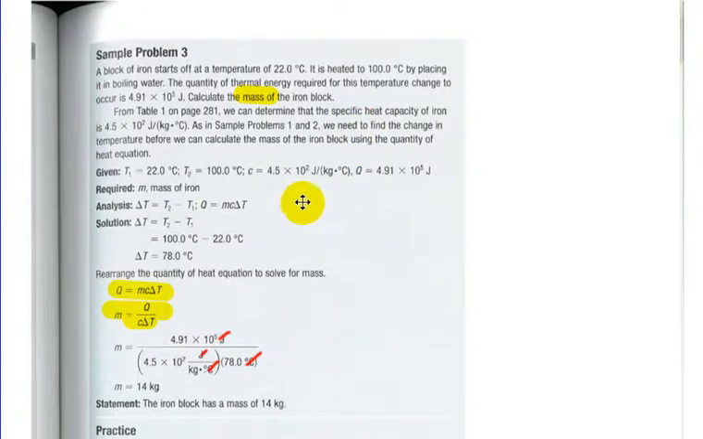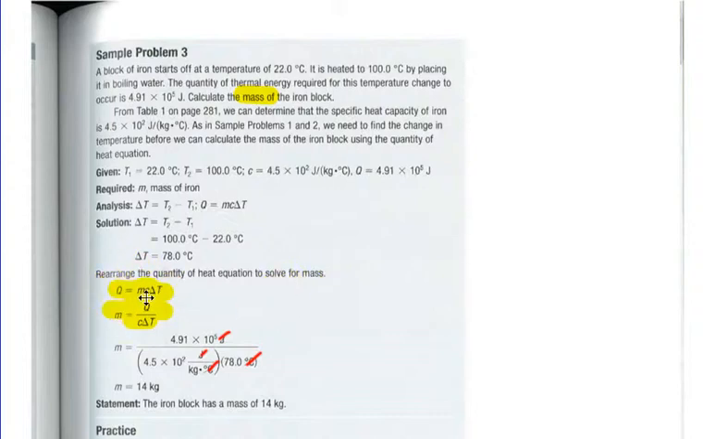Sample problem 3: a block of iron starts off at a temperature of 22 degrees C and is heated up to 100 degrees C by placing it in boiling water. The quantity of thermal energy required to do this is 4.91 times 10 to the 5 joules. What is the mass of the block?